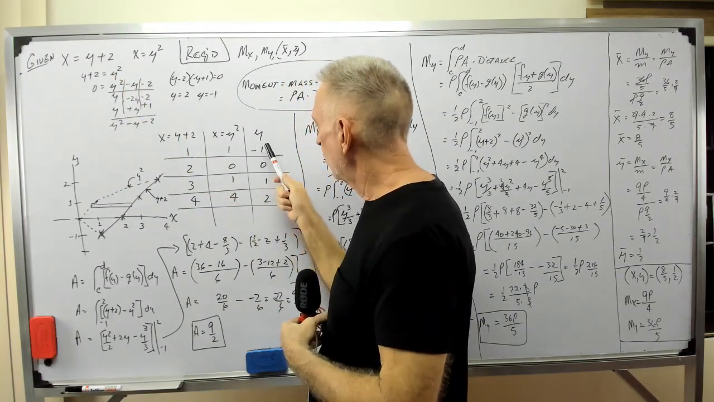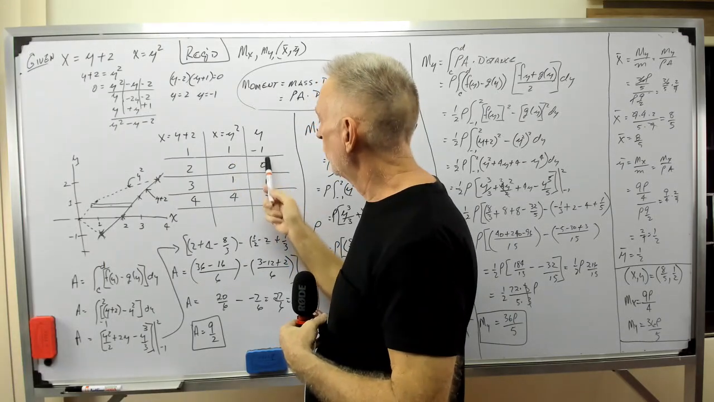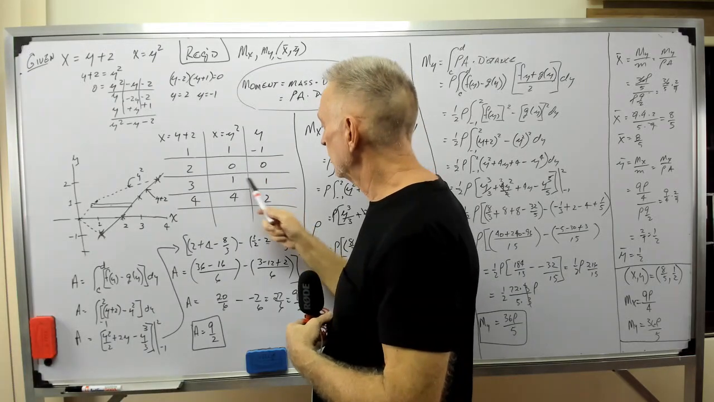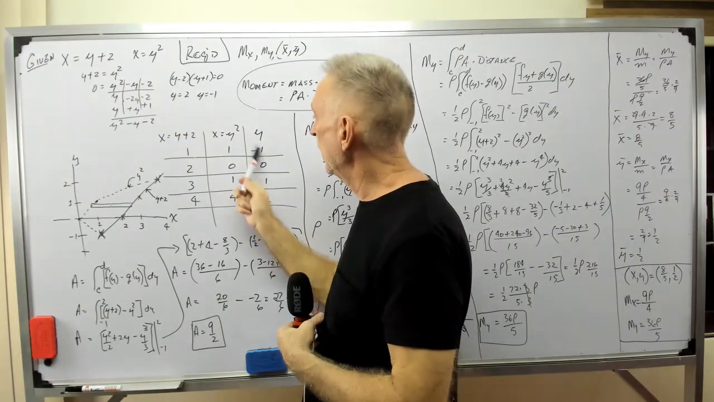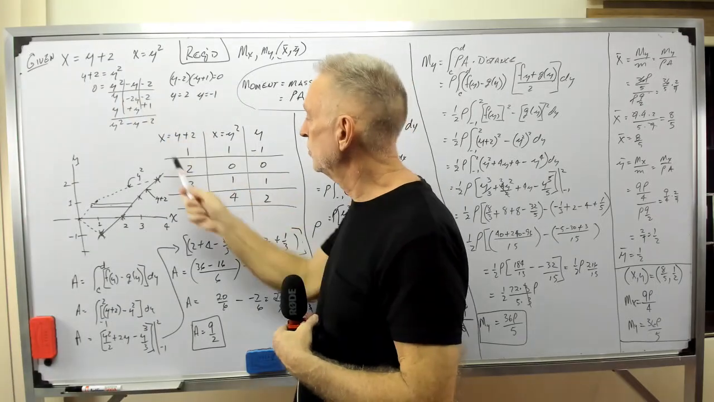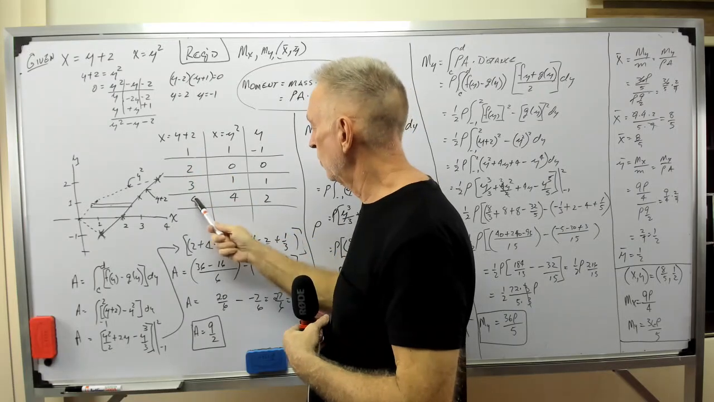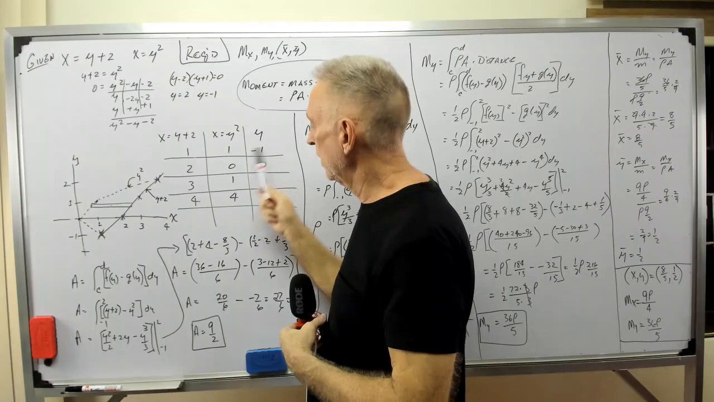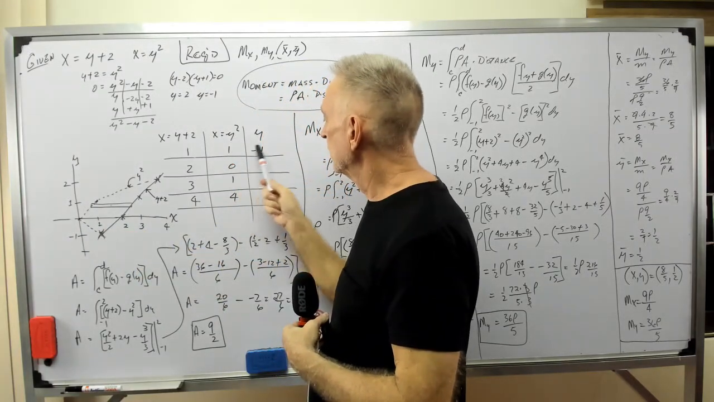When y is negative 1, y squared obviously is 1. We'll just work through that. 0 squared is 0, 1 squared is 1, 2 squared is 4. Now negative 1 plus 2 gives me 1, 0 plus 2 is 2, 1 plus 2 is 3, 2 plus 2 is 4. Then I just graph those. So I have x is 1, y is negative 1. That's that point.